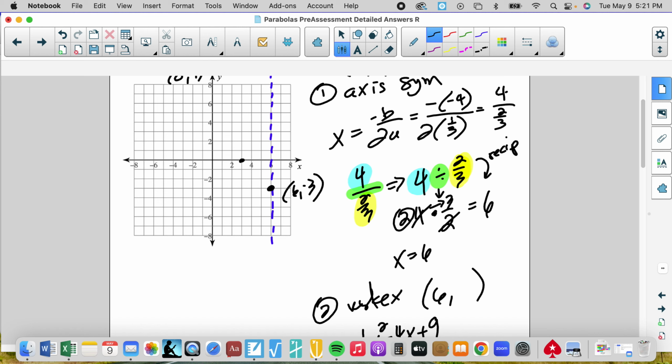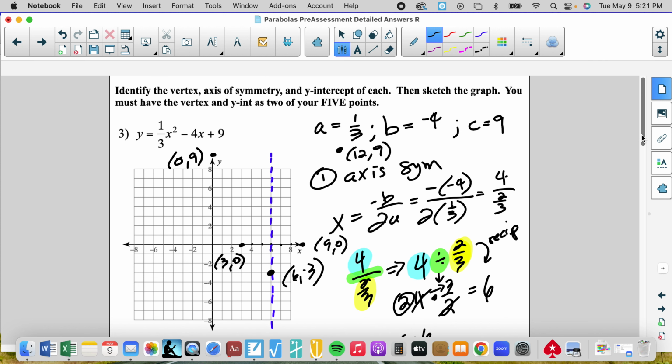That is 1, 2, 3 away, 1, 2, 3 away. So I'm going to go 1, 2, 3 in the other direction. So this is the point 3, 0, and this is going to be the point 9, 0. I have 5 points now, albeit very crazy and on the paper, but those work quite nicely.